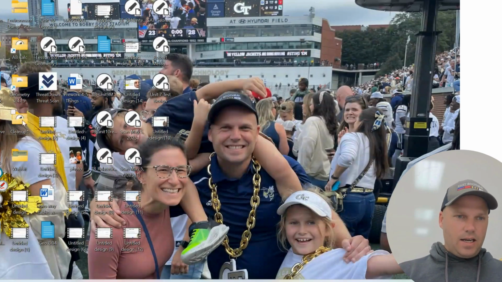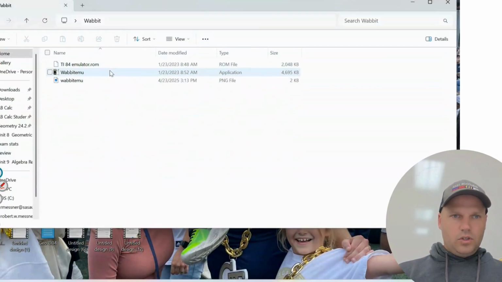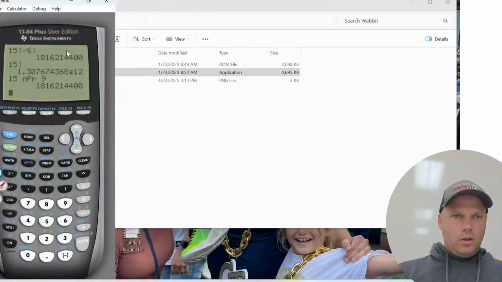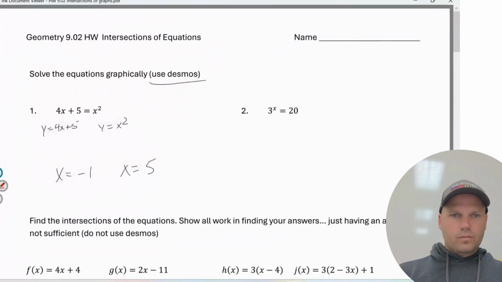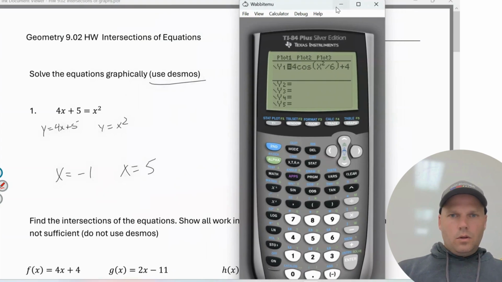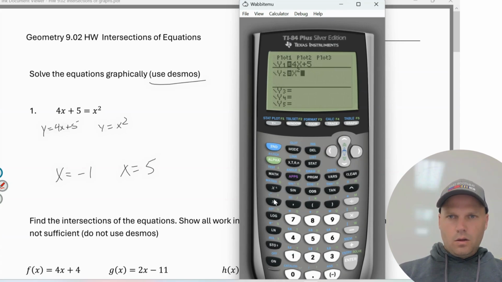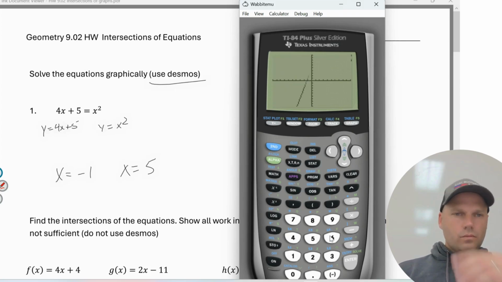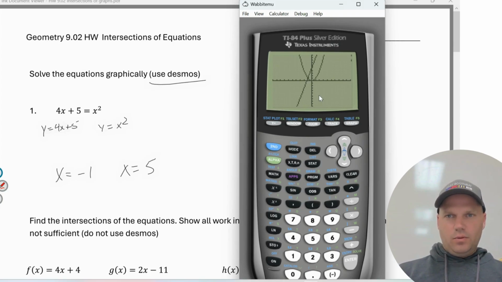If you have a TI calculator, let me just show you how to do this. You would go into y equals, you'd graph y equals 4 times x, this is the button for x right here, plus 5. You'd graph y equals x squared. Probably start with the zoom standard. Realize you can't see the intersection, you only see one of them.